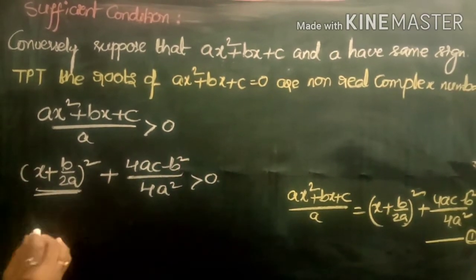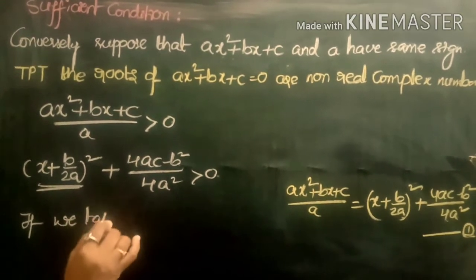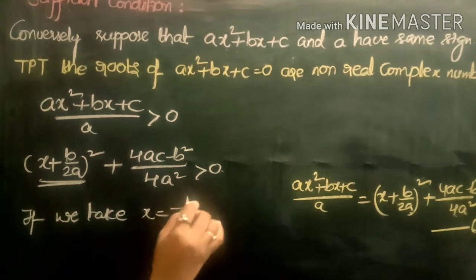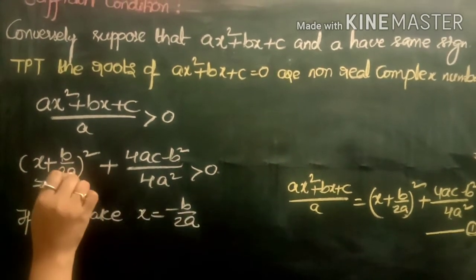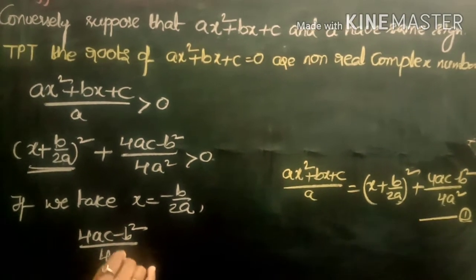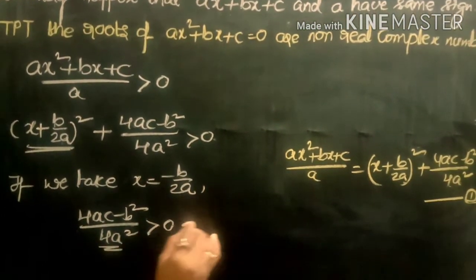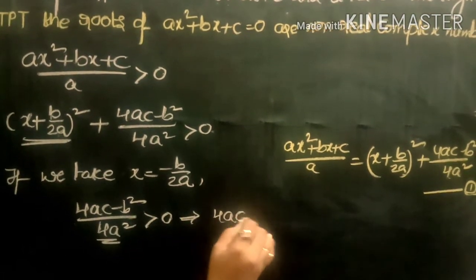When we take this value equal to 0, that is if we take x = −b/2a, then the first value becomes 0 here. Then it returns the value (4ac − b²)/4a², that is greater than 0. Already we know that this value is greater than 0, which implies 4ac − b² > 0.